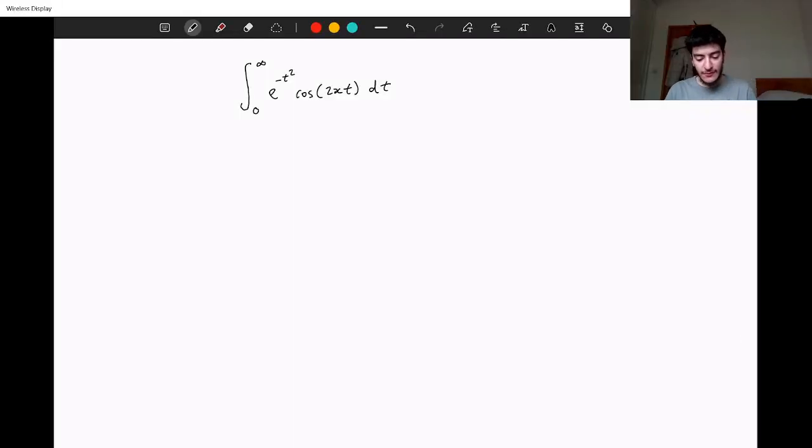Everyone. Today I thought of doing a very daring look into a very mean, very evil integral, two ways to describe it. This integral right here, the integral from 0 to infinity of e to the power minus t squared cos of 2xt dt. And it's got a 2x as well.